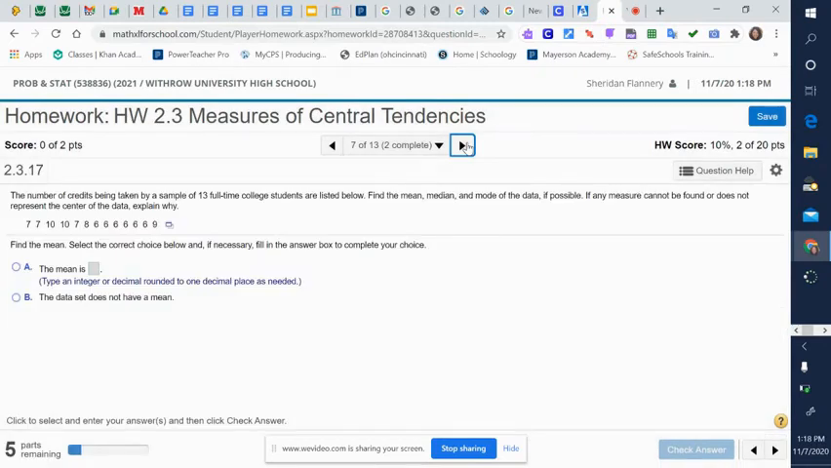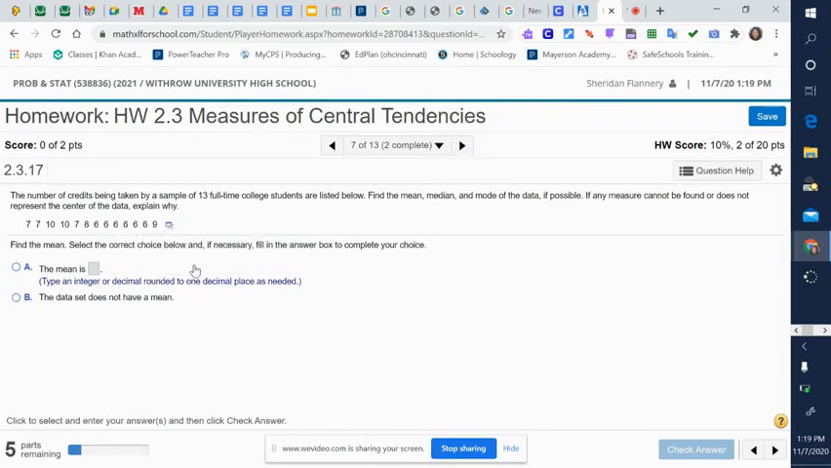Okay, we're going to skip ahead to a few of these. Here's one. The number of credits being taken by a sample of 13 full-time college students are listed below. Find the mean, median, and mode, if possible. If any measure cannot be found or does not represent the center of data, explain why. All right, so first we're going to find the mean. Now, you could grab a calculator and just add all those up and divide by how many there are. There are 1, 2, 3, 4, 5, 6, 7, 8, 9, 10, 11, 12, 13 of these things.